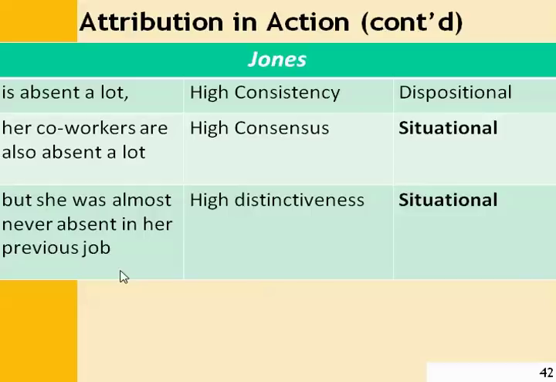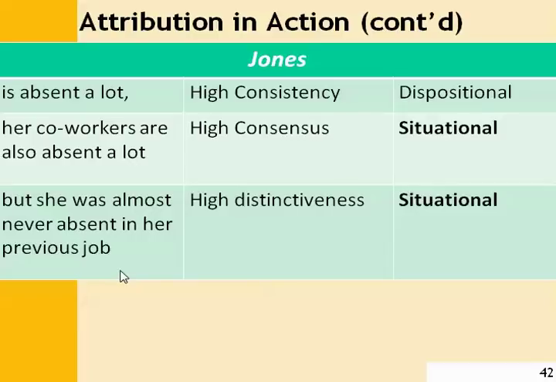لكن her co-workers are also absent a lot. هنا في إيه بقى؟ في اختلاف. She's absent a lot and her co-workers are absent a lot. يبقى في high consensus. ولما يبقى في high consensus يبقى likely attribution is a situational attribution. يعني أكيد في سبب خلى كل الناس دي تبقى absent a lot.